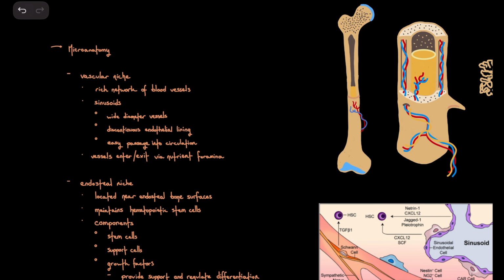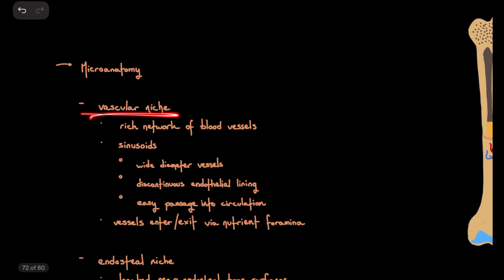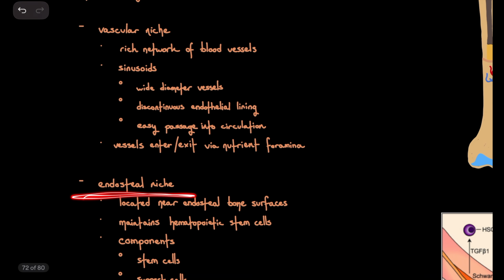All right, let's talk about the microanatomy. So what's actually going on within the bone? We have two niches, two regions that I want to make you aware of. First up is the vascular niche, and then we'll have the endosteal niche.